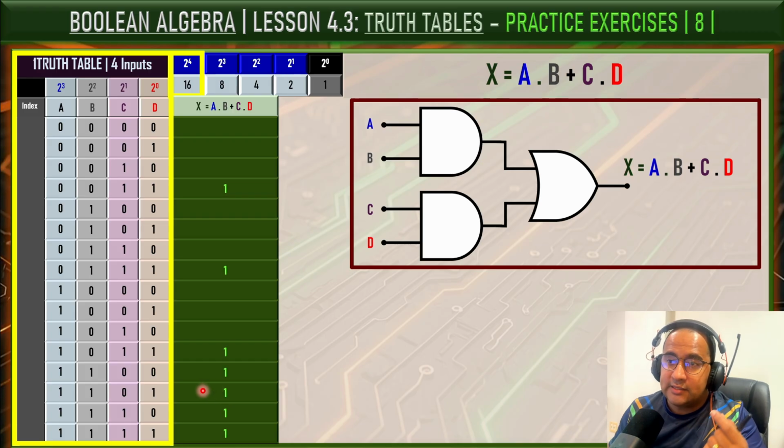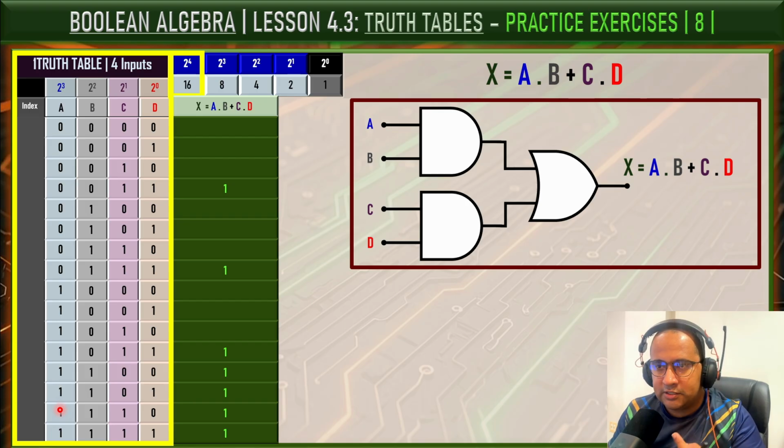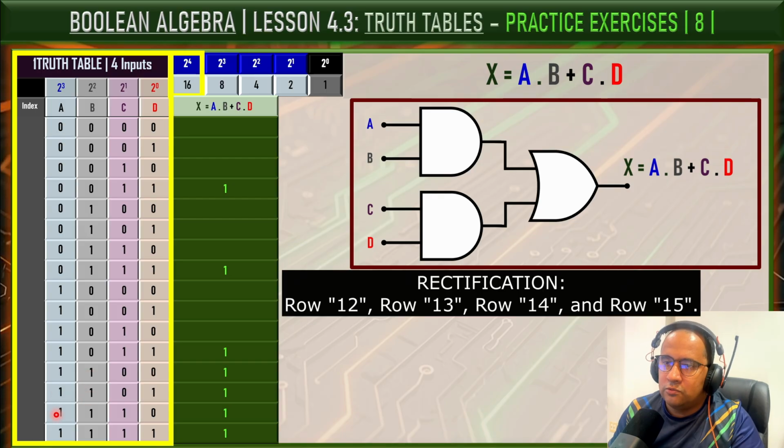Okay? Likewise, every row where C and D are simultaneously equal to 1, so we have row 6, row 10, and row 14. And where A and B are equal to 1 simultaneously happens in row 11, row 12, row 13, and row 14, okay?